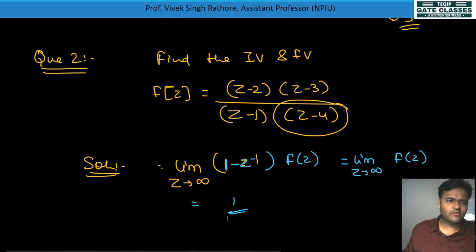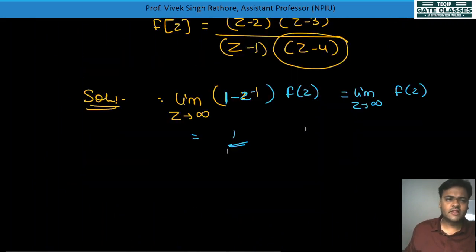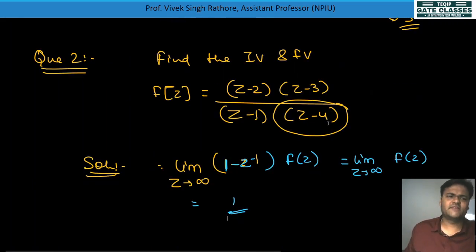So nothing has changed. Even if you put z minus 6, z minus 7, or z minus 99, nothing changes, the initial value will come 1 only, right? Initial value will come 1 only.